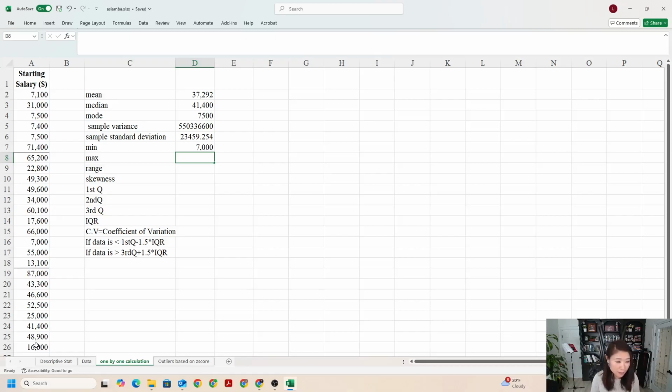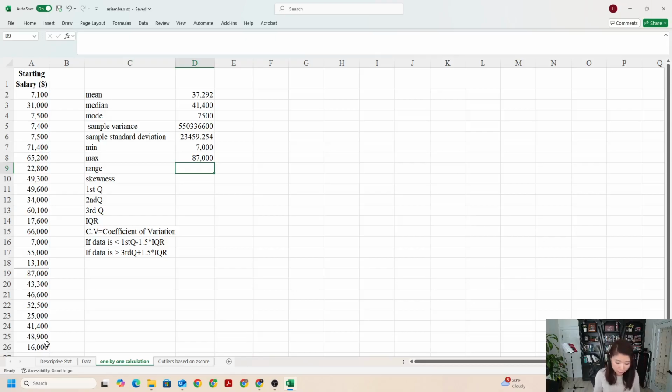So basically that's telling us the smallest starting salary is equal to $7,000. And how about the highest salary? So we use MAX and close the parentheses. That gives me $87,000. So basically the highest starting salary is $87,000.